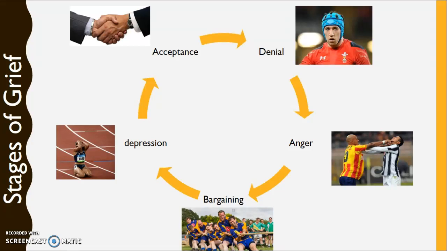That if you do have a concussion, you need to take the whole game off and rest. The fourth stage is depression. This is when you begin to realise how bad your injury is and you begin to feel sad and upset. An example of this would be beginning to feel isolated as you're missing out on training and games due to your injury.